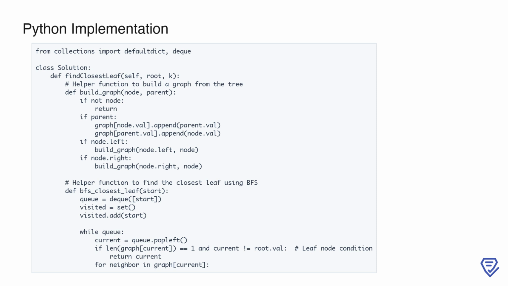Additionally, we define another helper function, BFS_closest_leaf, which will perform a breadth-first search to locate the nearest leaf node. To start, we initialize a queue with the given starting node and a set to track visited nodes. This ensures we don't revisit nodes unnecessarily during the traversal.